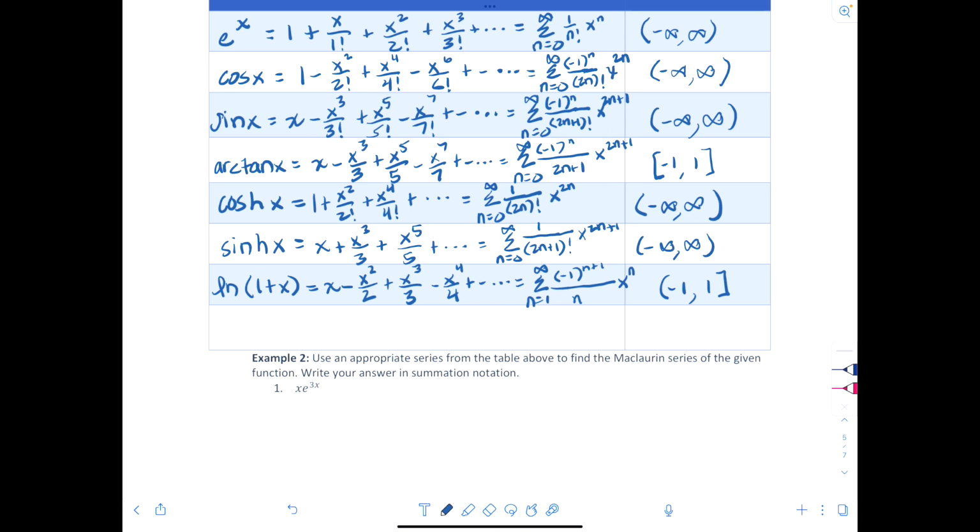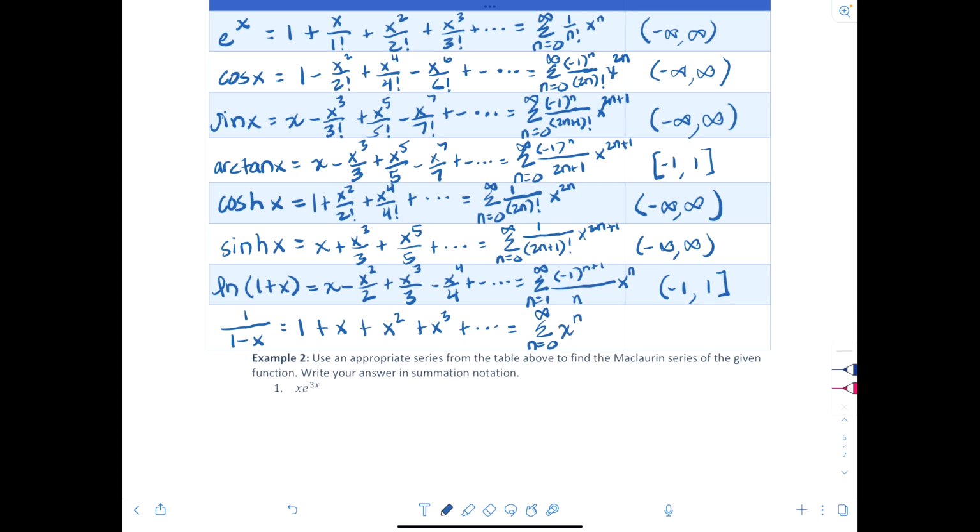And then we'll take a look also at the Maclaurin series for 1 over 1 minus x. That is equal to 1 plus x plus x squared plus x cubed plus dot dot dot, which is equal to the summation as n goes from 0 to infinity of x to the n.